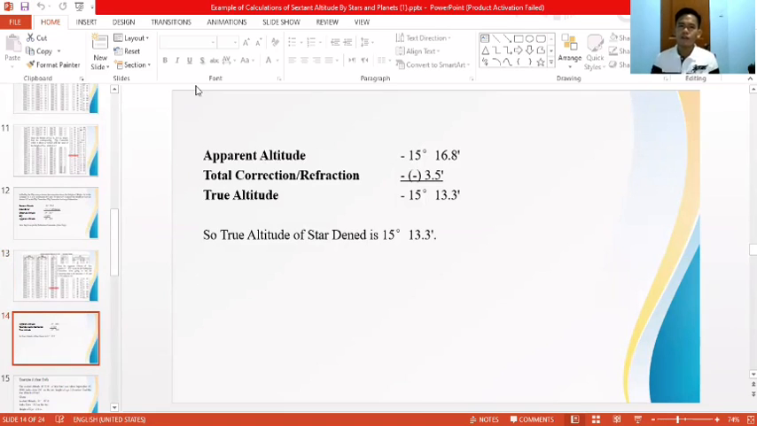So the apparent altitude is 15 degrees 16.8 minutes. Then the total correction or refraction is 3.5 minutes. Then we're going to subtract the refraction from the apparent altitude. So the true altitude is 15 degrees 13.3 minutes. So the true altitude of star Denebola is 15 degrees and 13.3 minutes.